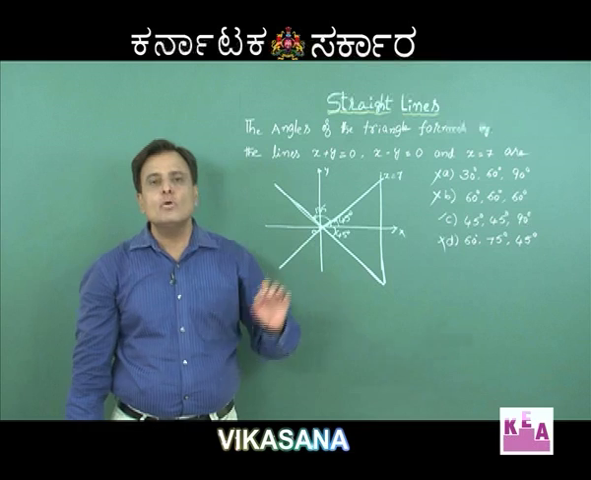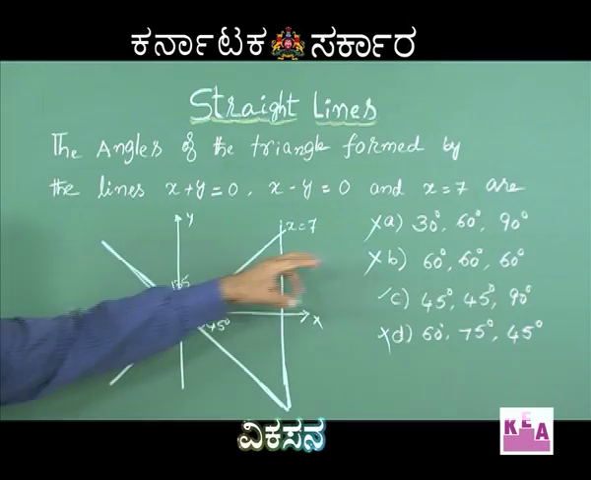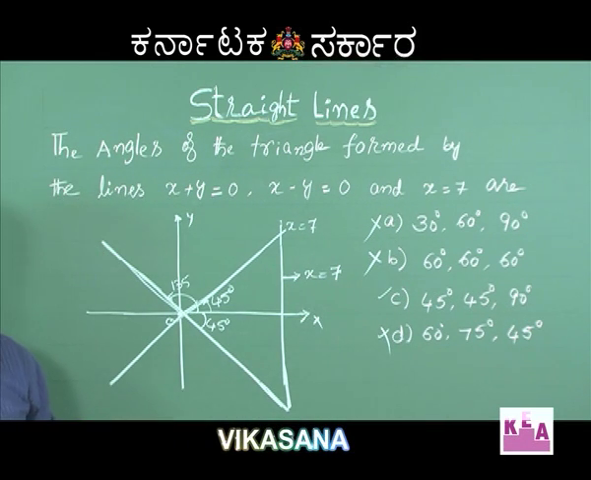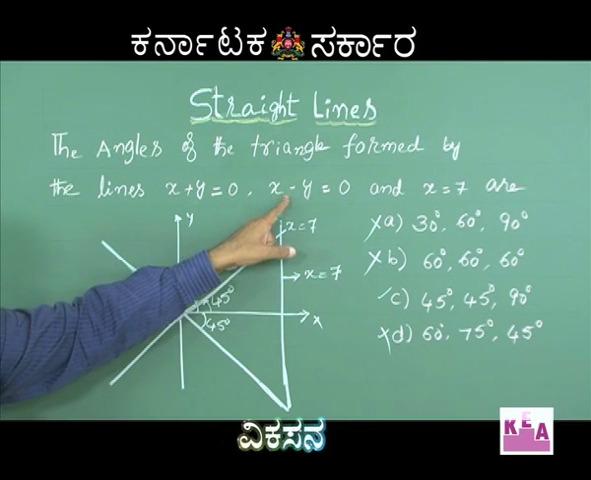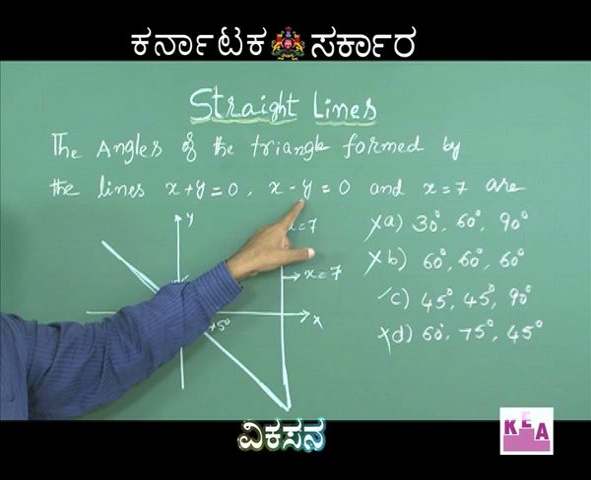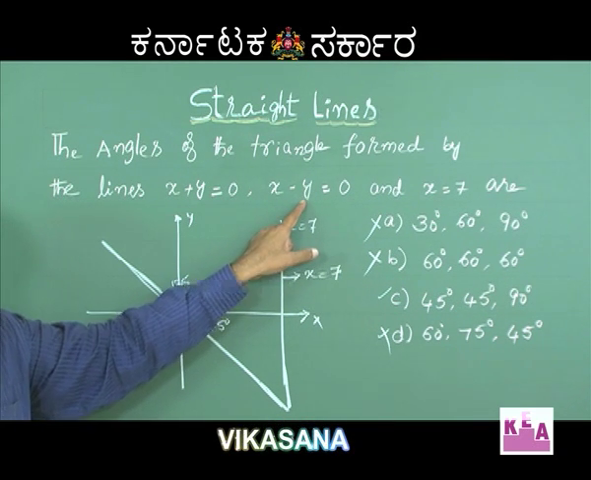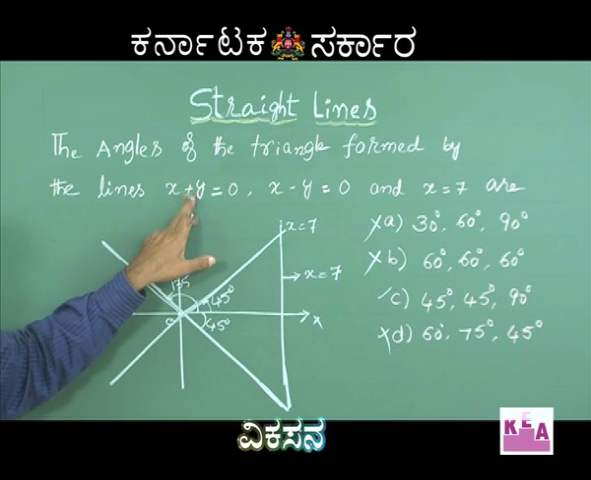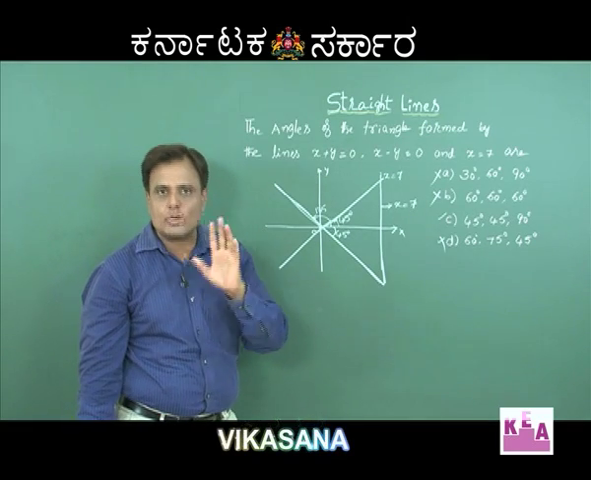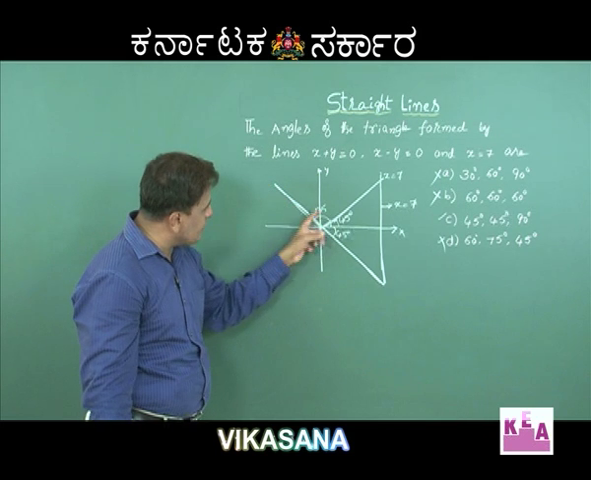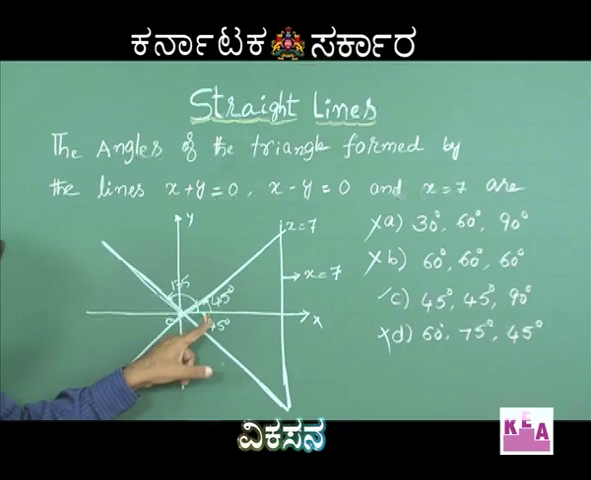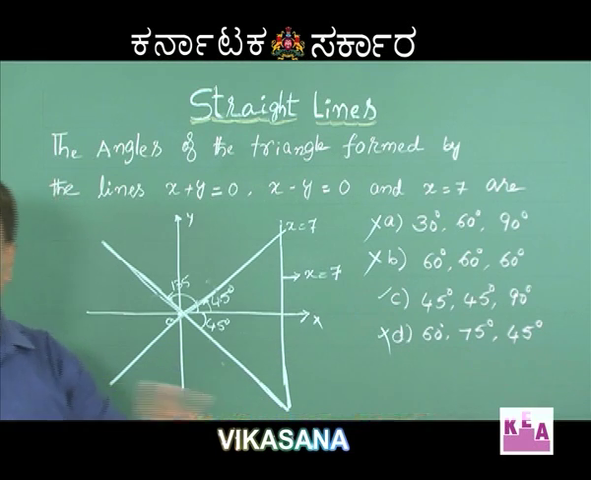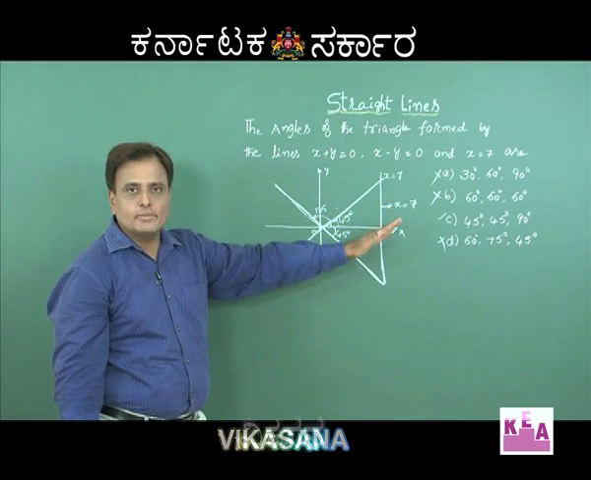So let me once again explain why option C is the right option. As x is equal to 7 is a line which is parallel to the y axis. And if you consider the line x minus y is equal to 0, this can be written as y is equal to x, y is equal to mx, therefore slope is 1, which passes through origin. Slope is 1 means it will make an angle of 45 degrees with the positive x axis. And the second line can be written as y is equal to minus x, where the slope is minus 1, that means the line makes 135 degrees with the positive x axis. That means it is 45, 45, and 90 degrees. It must be a right angled isosceles triangle. There is no chance of getting any angle of 75 degrees in this diagram. Therefore, option C is the right option.